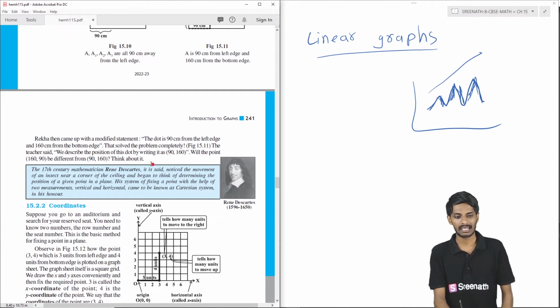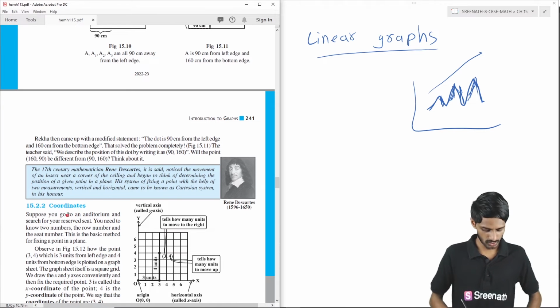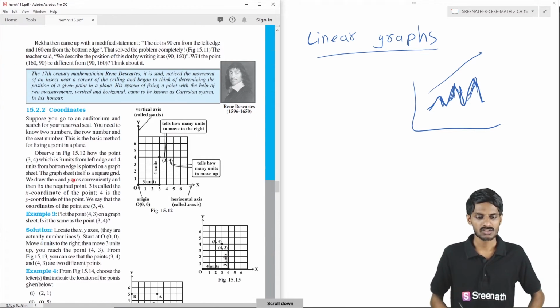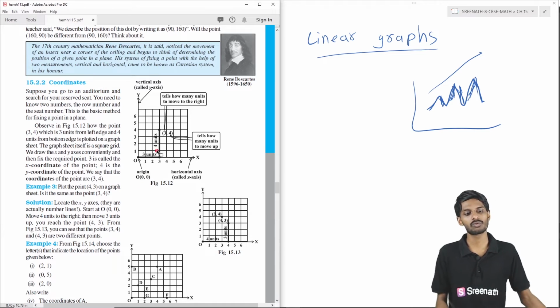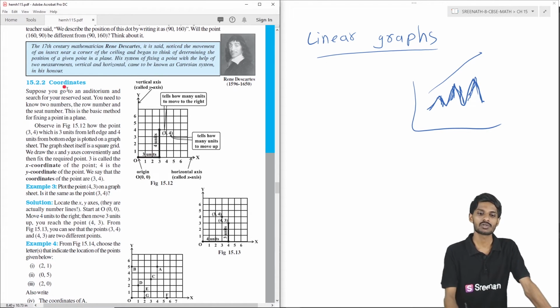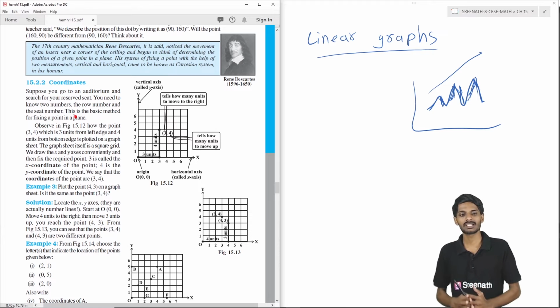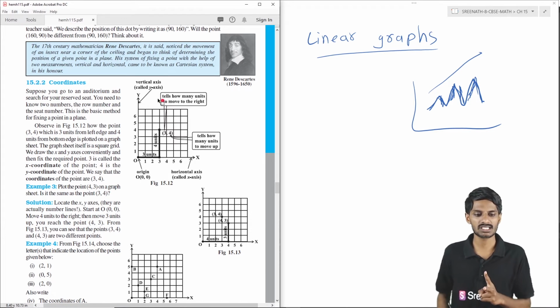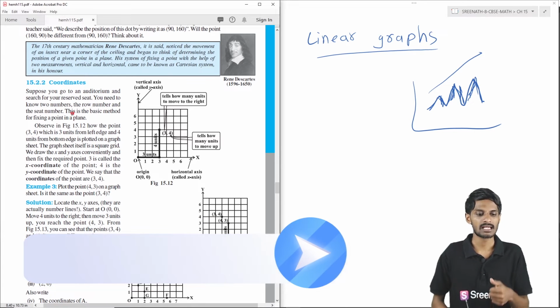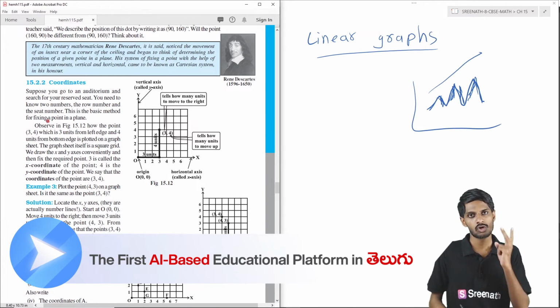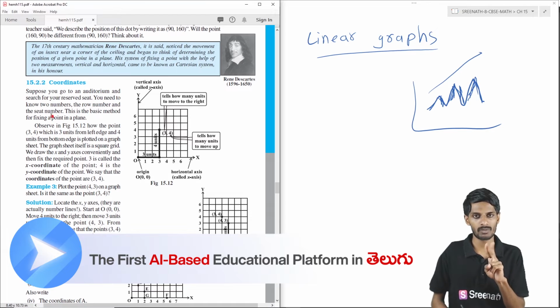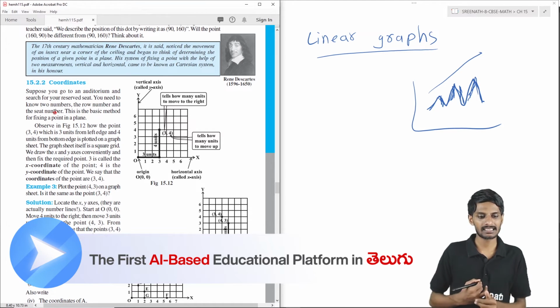Okay students, next we are going to discuss coordinates. Before we consider coordinates, suppose you go to an auditorium and you have to search for your reserved seat. How will you find your seat? For that you will need two numbers: first the row number and the seat number. First you will search for the row number, then you will find the seat number. So we need two basic pieces of information like that, students.